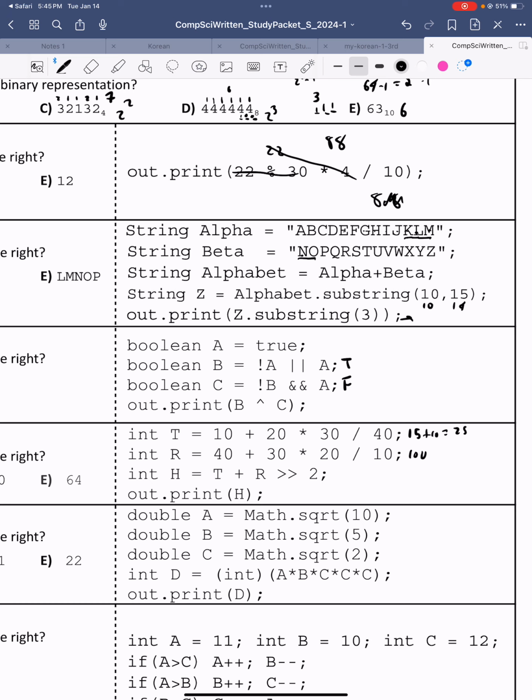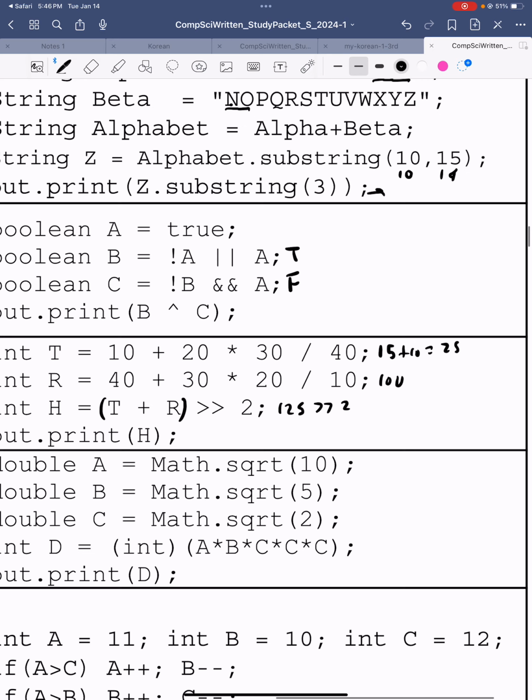So now we have T plus R, and then this is right shift 2. Right shift has lower precedence than plus sign, so we are going to actually add T and R first. So 25 plus 100 is 125, and we're going to right shift it 2. Right shifting 2 just means moving the bits in binary twice to the right, which effectively means we're going to divide it by 2 however many times it is in here. So we're going to divide this number 125 by 2 twice, or you can do 2 to the second power, which is 4.